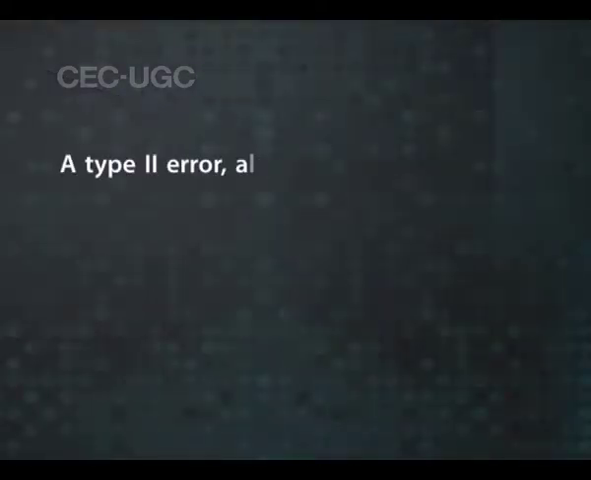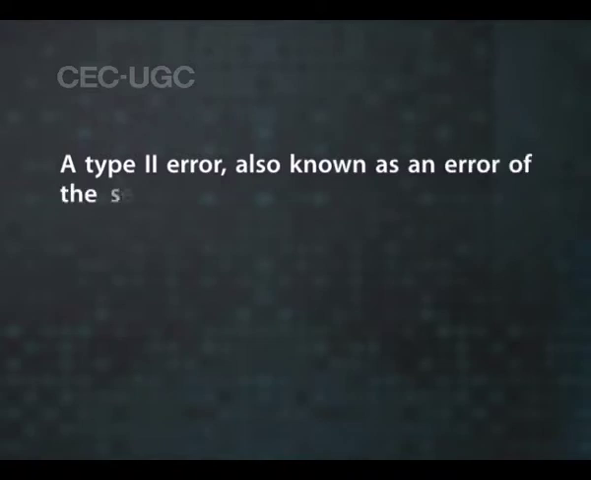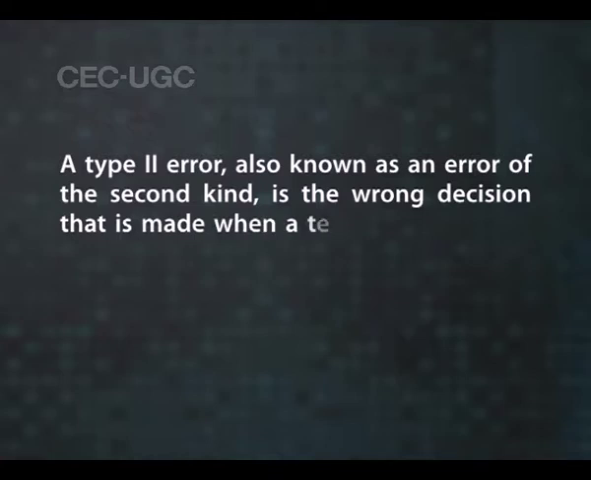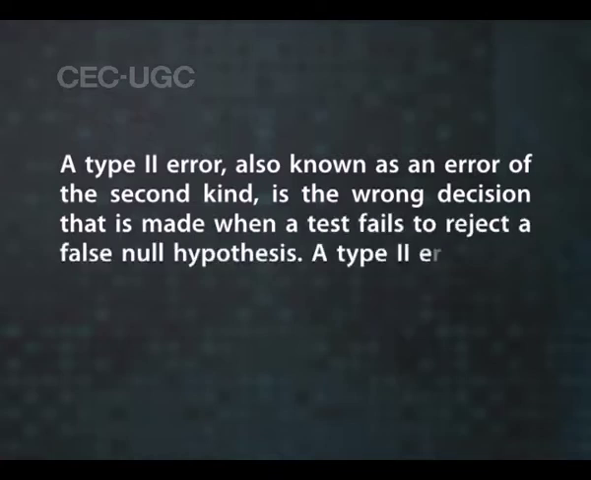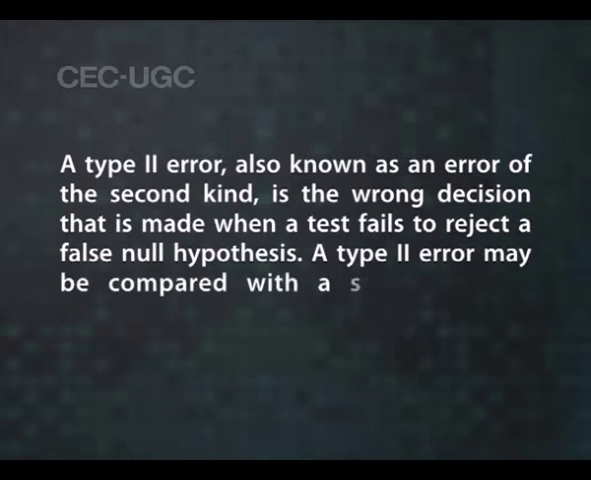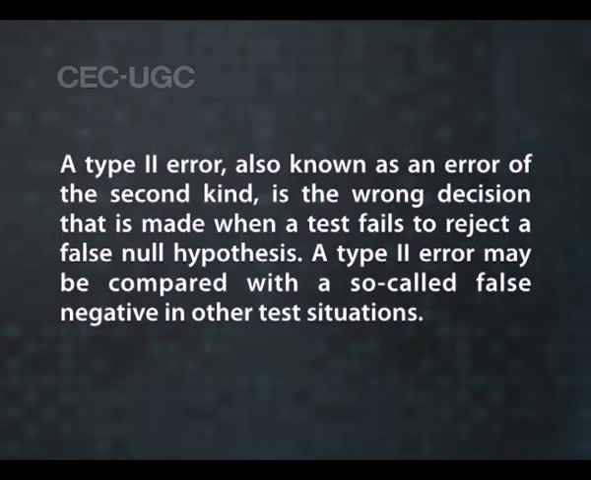Type 2 error. A type 2 error, also known as an error of the second kind, is the wrong decision that is made when a test fails to reject a false null hypothesis. A type 2 error may be compared with a so-called false negative in other test situations.